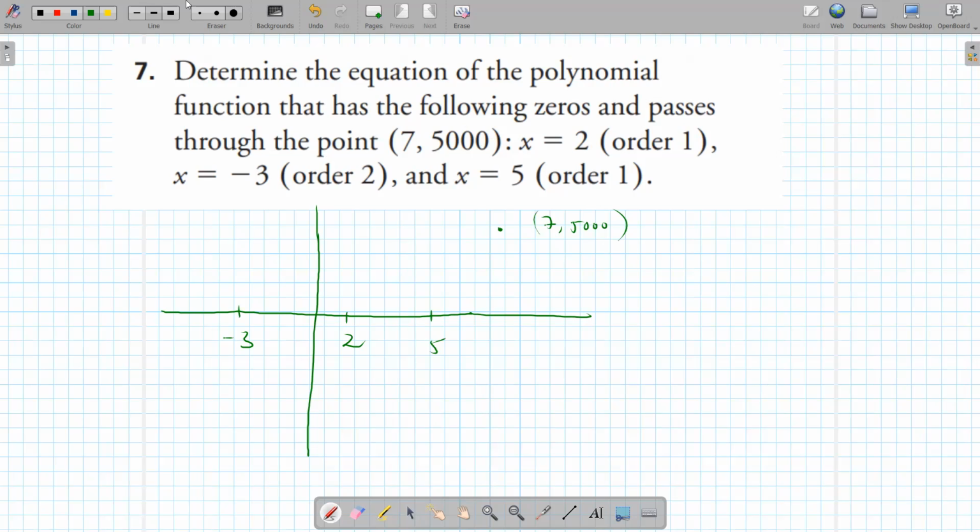And then now it's just a matter of connecting the dots. At -3, there's order 2. That means there's a turning point, right? At 2, it's order 1. That means it just crosses it. At 5, it's order 1 as well, so it just crosses it. Nothing fancy, and then it has to pass through that point. There we go. And that is the equation of this quartic polynomial.